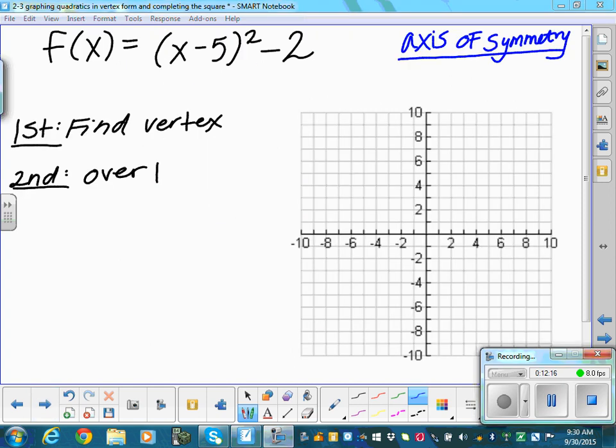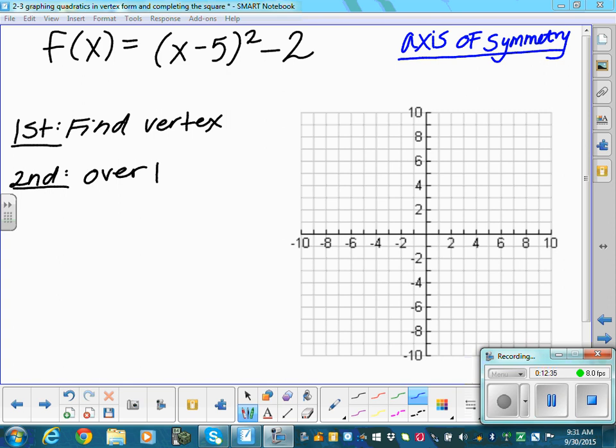All right. Here we go. Let's practice. Are you watching? Here we go. All right, so here's our first problem. f of x is equal to (x minus 5) squared, minus 2. We know it's quadratic because of the square. First of all, it's in vertex form, right? So we'll go ahead and graph it.